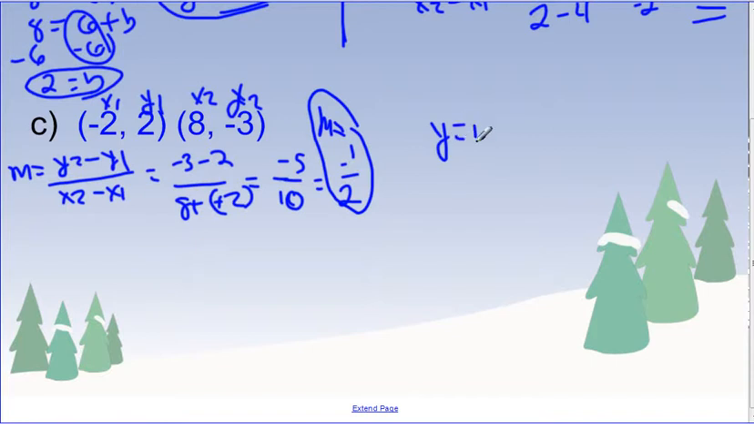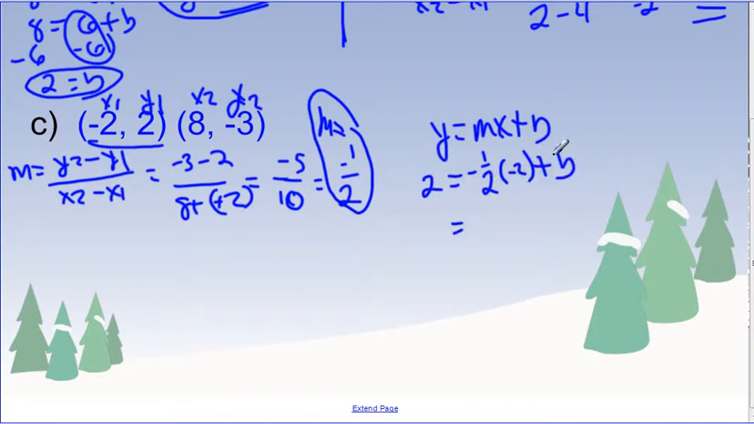Y equals mx plus b. I know the slope is negative 1/2. Which point? Honestly, they both have one positive, one negative. I'm going to pick these guys because the numbers are smaller. It's easier to do the math with. So I'm going to plug in a negative 2 for my x, a positive 2 for my y. This is the point I'm using.